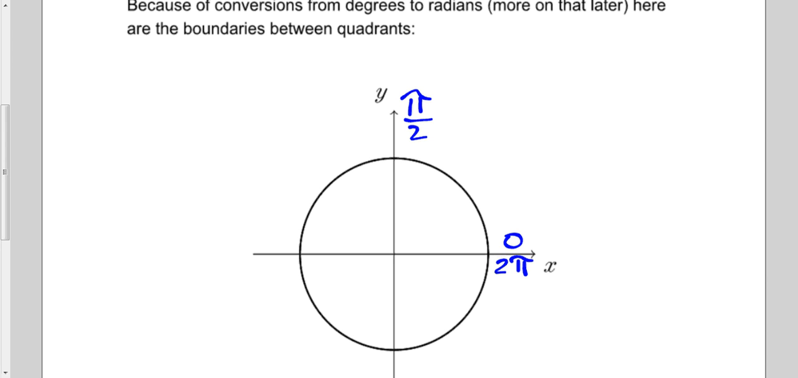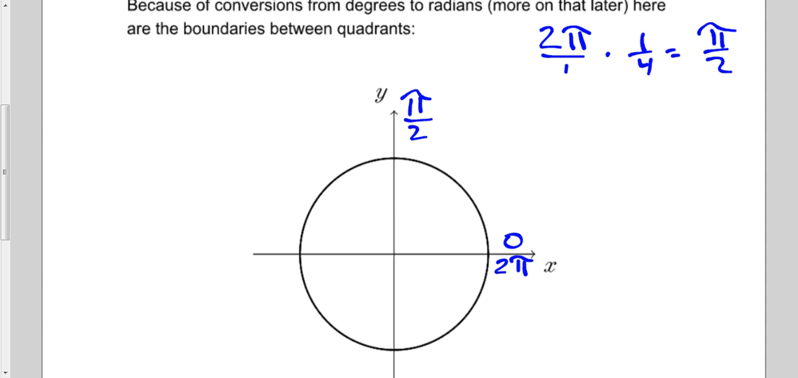How far around the circle is this? 1/4. 1/4, right? So I take the full circle, 2 pi over 1 times 1/4. And I get, well, 2 pi over 4, but I reduce that and I get pi over 2. That's how I get that.